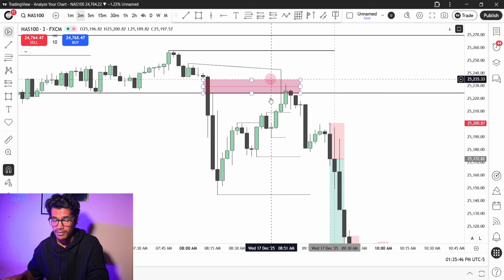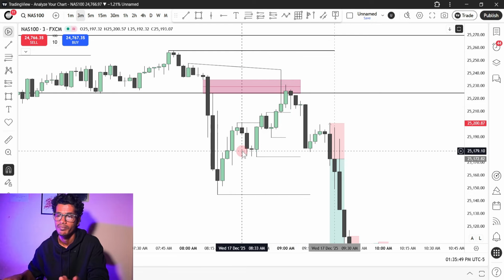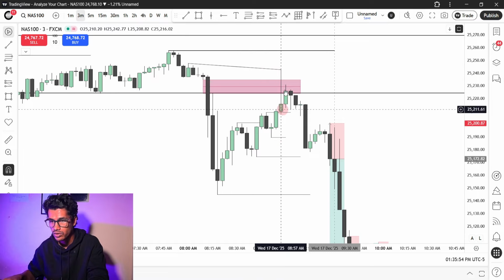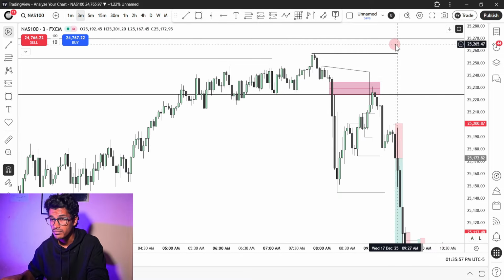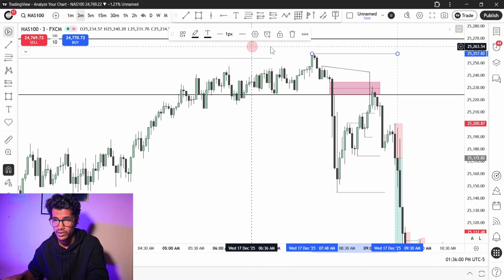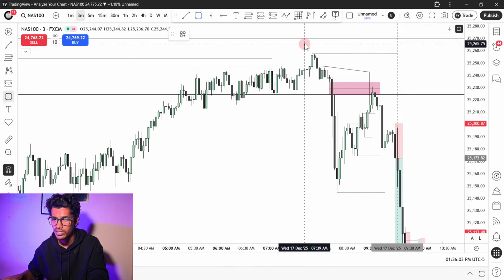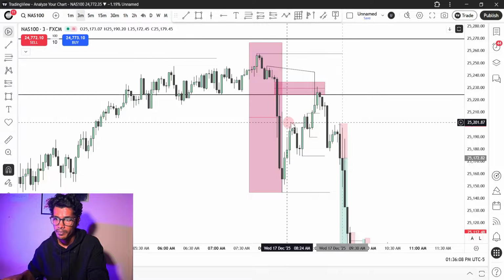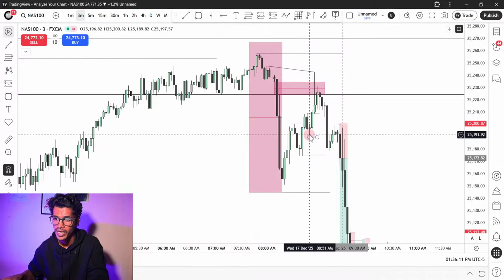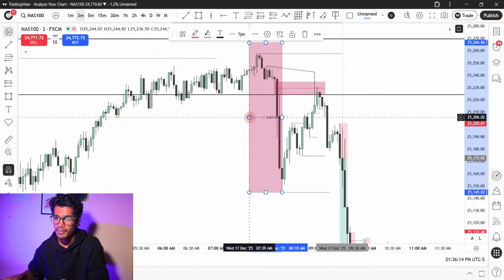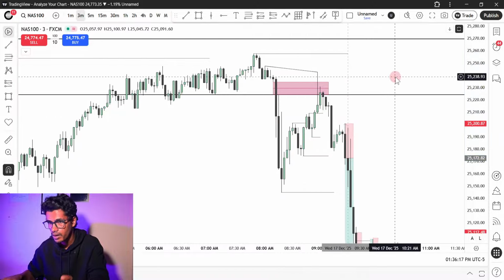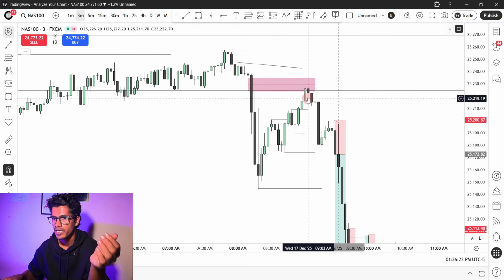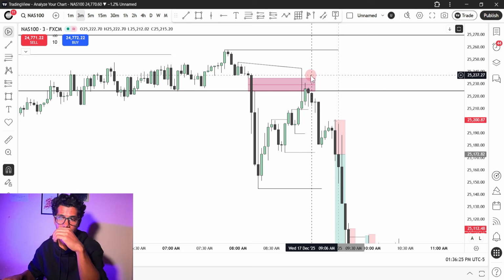Until we formed that SMT, did we take out any of these internal lows? We didn't. Once we formed that internal high within that external 15-minute price dealing range, within this 15-minute dealing range, we took out only swing highs. We didn't take out any internal lows. That confirms that price is probably now going to continue going lower.